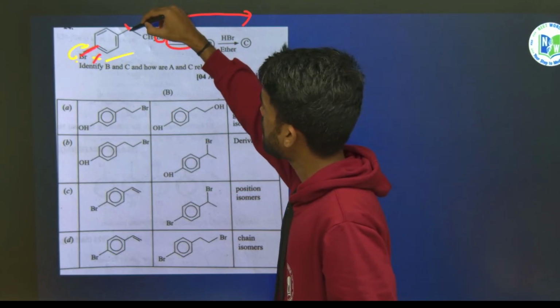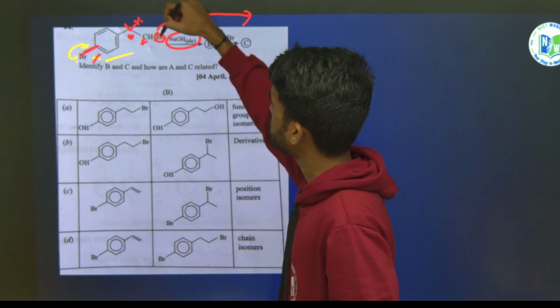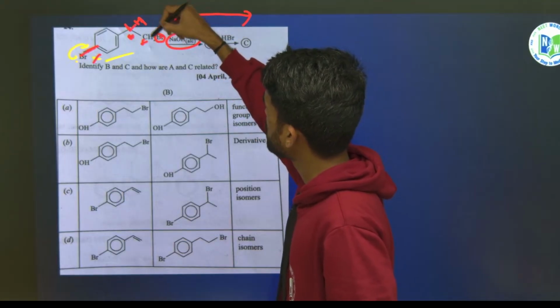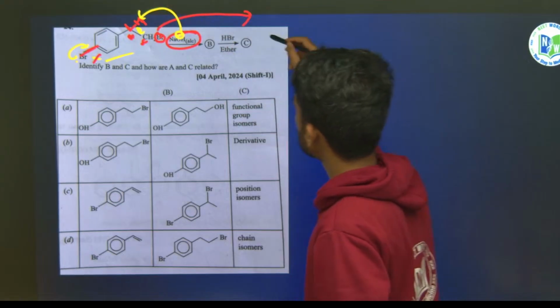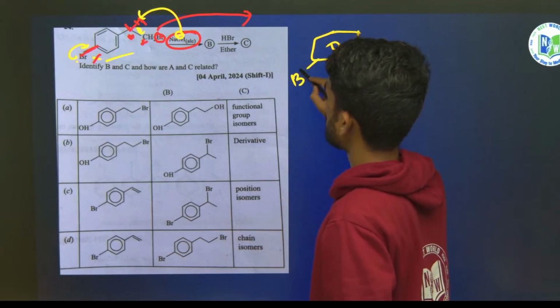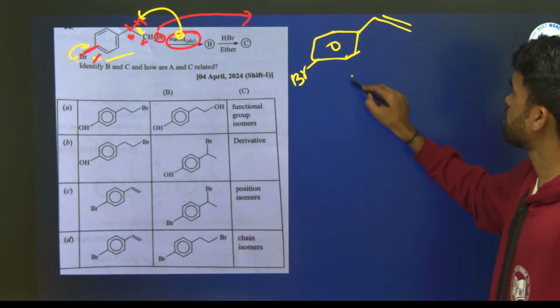Here you have alpha, beta: this is the alpha carbon, and this is the beta carbon with respect to the bromine. So the hydrogen from the beta position and bromine from here will be removed as elimination. OH minus will take this proton, so that we will get the double bond, with bromine here as it is, like this. What is this? This is our B.